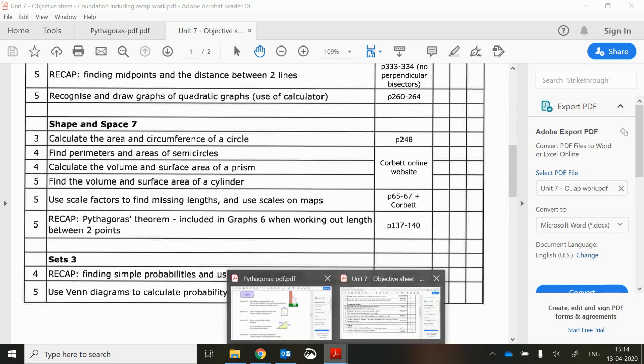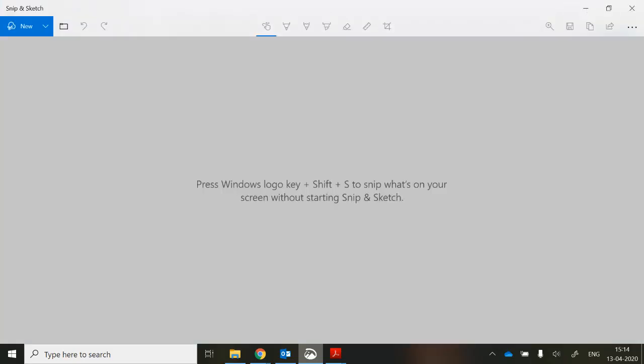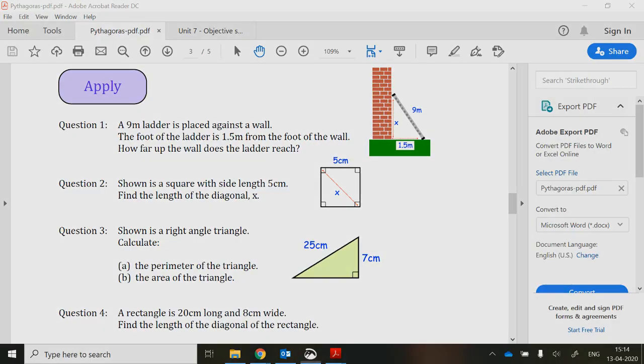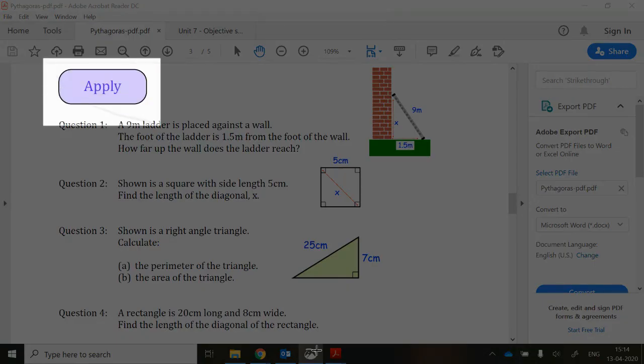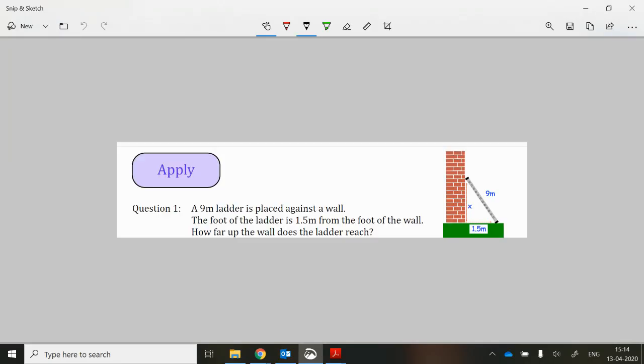Okay, so let's have a look at these applied questions, and I'm going to talk through the first 4 of them. Let's just take one at a time, and this will hopefully recap how to do Pythagoras' theorem as well. Let's start with Pythagoras' theorem: we're always looking for a right angle triangle.